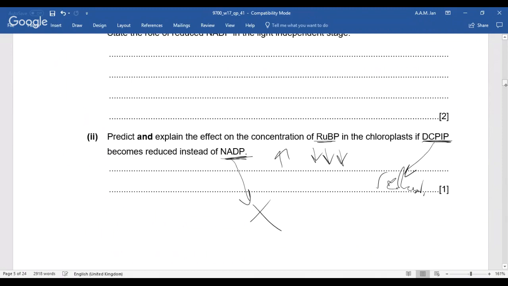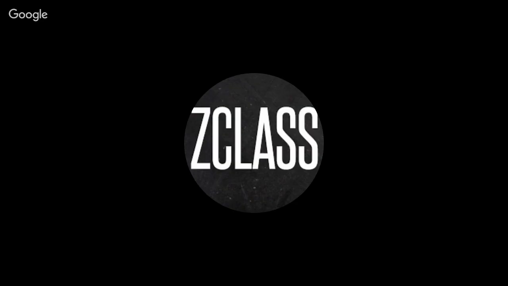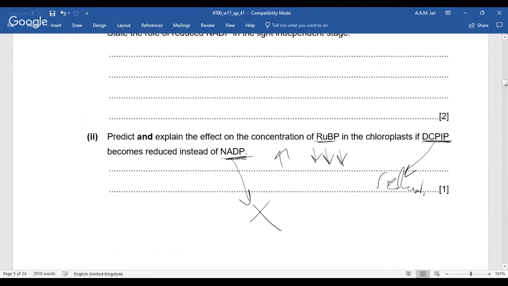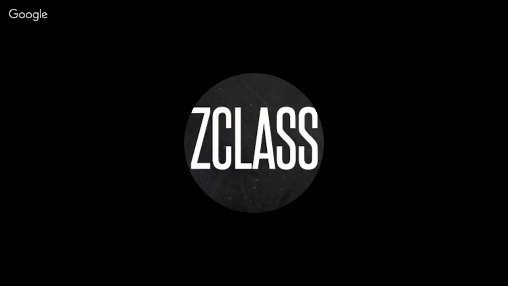And instead, you get the reduction of DCPIP and the color change. Does that make sense? I think so.